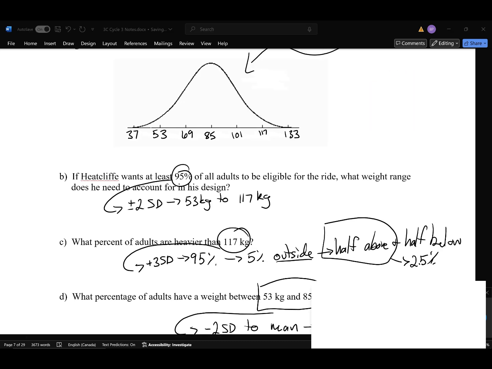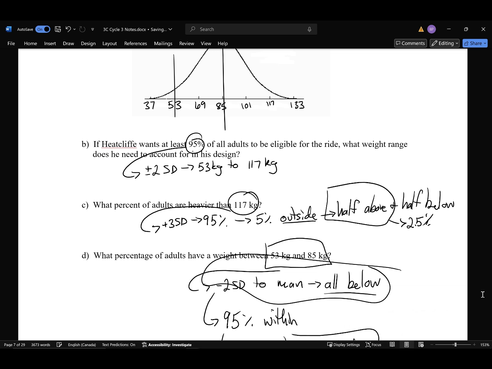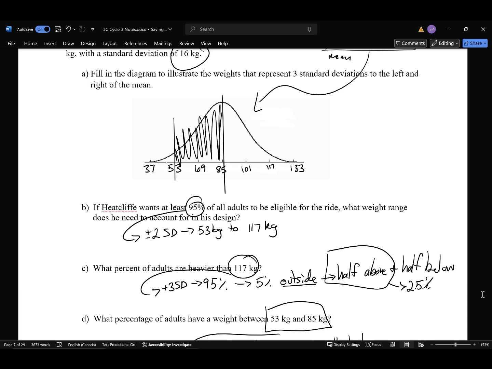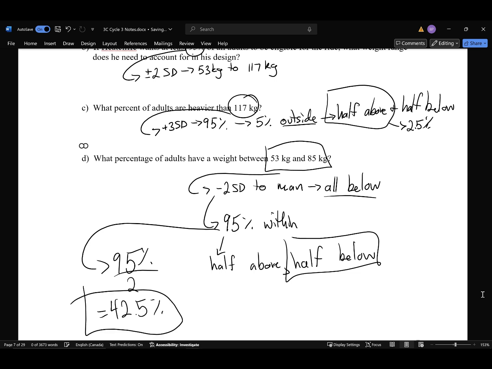And lastly, part D here, we're working between 53 kilograms and 85 kilograms, which is our mean. So we're looking 2 standard deviations below our mean, all of it below. We know 95% of our data is from 53 to 117, but we don't want all of that. We're just looking at half of that. We're looking at the lower half. So that's 95% divided by 2. We're going to work with 42.5% of our data. That's our answer right here. 42.5% of our adults have a weight between 53 kilograms and 85 kilograms.